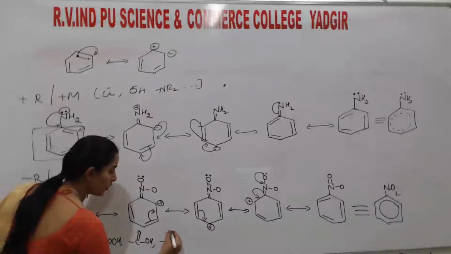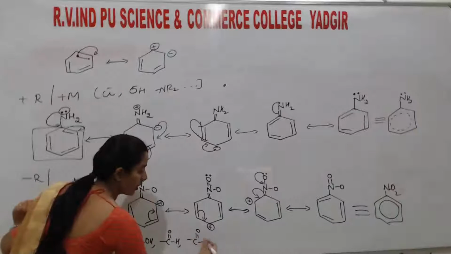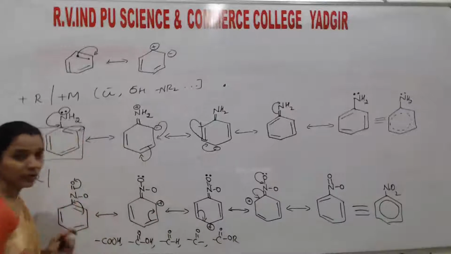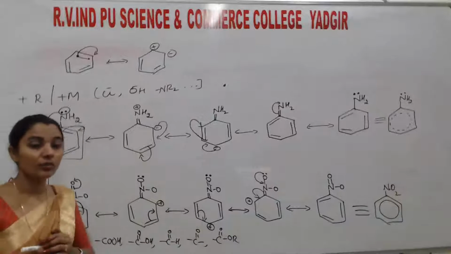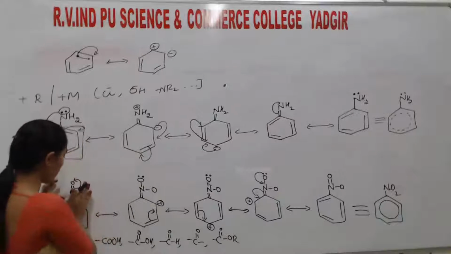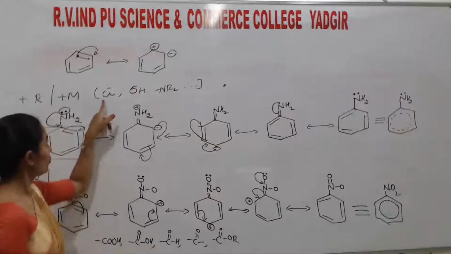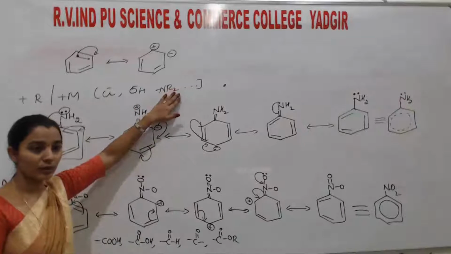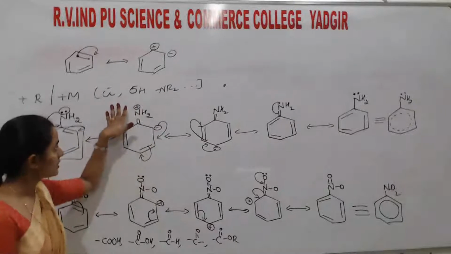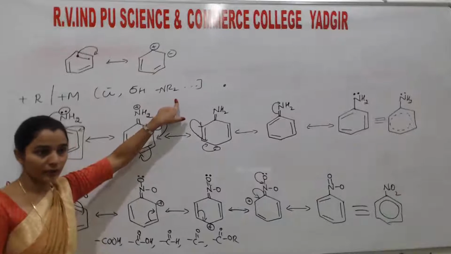CHO, C double bond O H. CO, C double bond O. Next, C double bond O OR. Understood? Means you have to consider if any bond which consists of, or here any atom is there that consists of already a double bond. Here, no one atom consists of a double bond. OH means single bond only, Cl means single bond, NH2 means single bond. This NR2 also single bond.